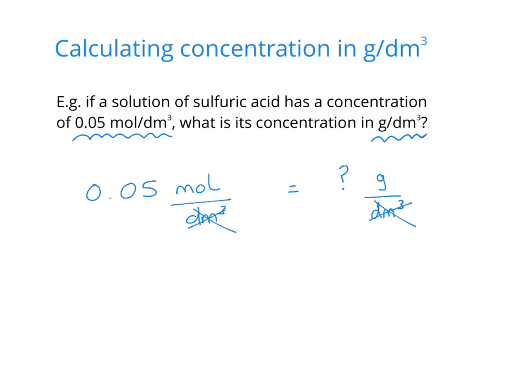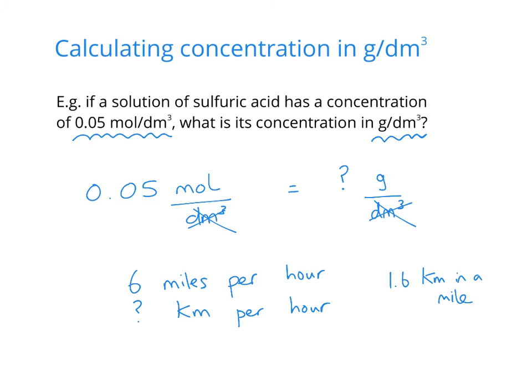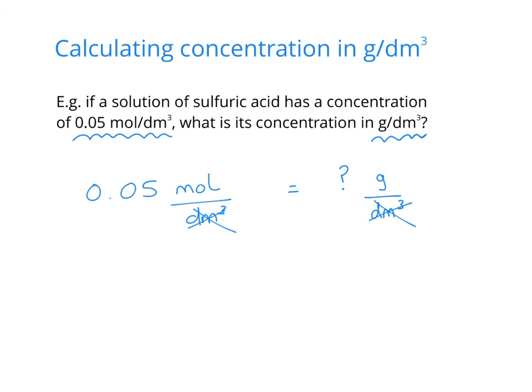0.05 moles per decimetre cubed tells me that in 1 decimetre cubed there's 0.05 moles. So I want grams per decimetre cubed, which means I just want to know how many grams there are in 1 decimetre cubed. Another way of looking at this is if you had a calculation in physics, and you had something that was 6 miles per hour, and you wanted to know how many kilometres per hour, all you would do is go, well, there's 1.6 kilometres in a mile. So I take my 6 and I times it by 1.6 to get kilometres per hour. At no point did you worry about hours in that calculation because they were the same, and so they cancelled out. So the same thing is happening when you go between moles per dm cubed and grams per dm cubed. You're really just doing a moles into grams calculation.